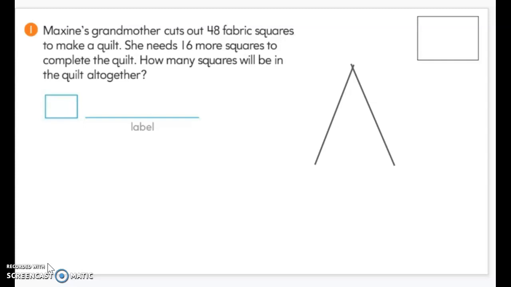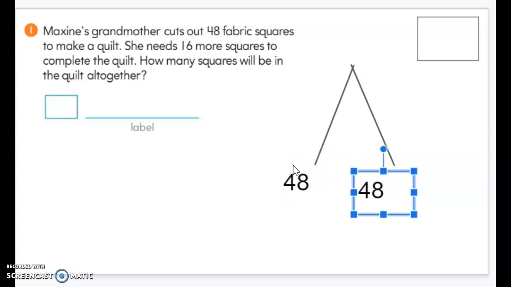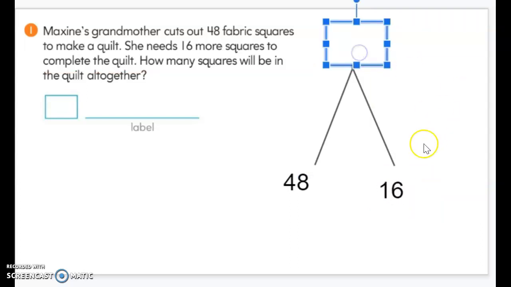Maxine's grandmother cuts out 48 fabric squares to make a quilt. She needs 16 more squares to complete the quilt. How many squares will be in the quilt altogether? Well, how many did she cut out to begin with? 48, yep. And how many more does she still need to cut out? Yeah, she still needs to cut out 16 more squares. And then our unknown is our total. We want to know how many squares altogether she cut out.